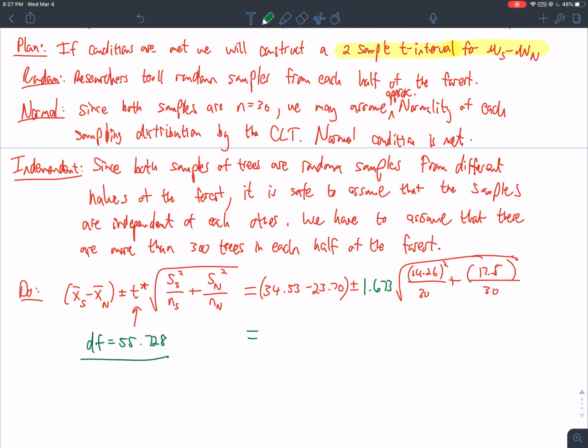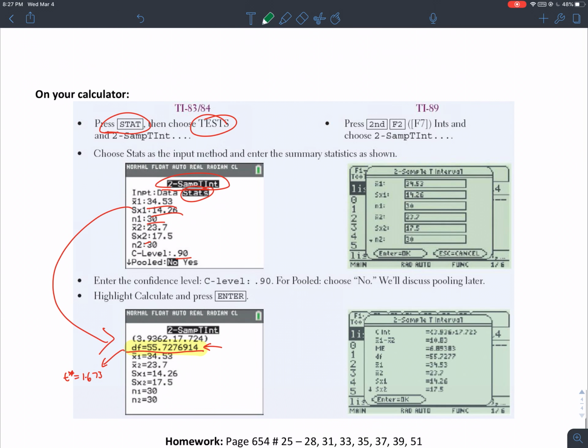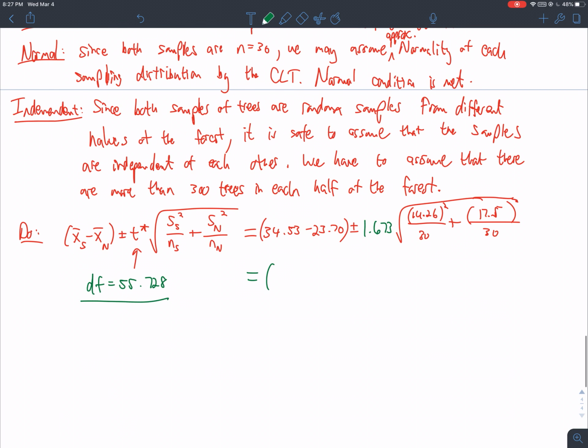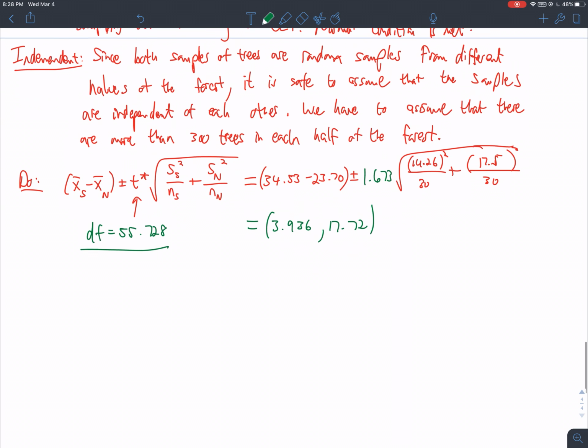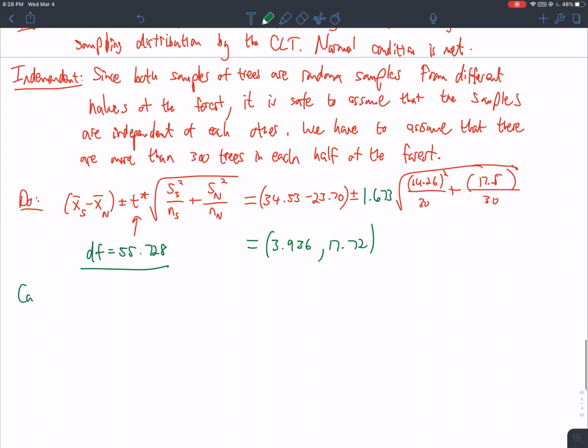All right, and so what you get is this. The confidence interval was given to us down here. There it is. So it's about 3.936 to 17.72. All right. So there's the confidence interval. Thank goodness we got through that. And then you say conclude, and you conclude. So how do we conclude? You interpret your confidence interval.